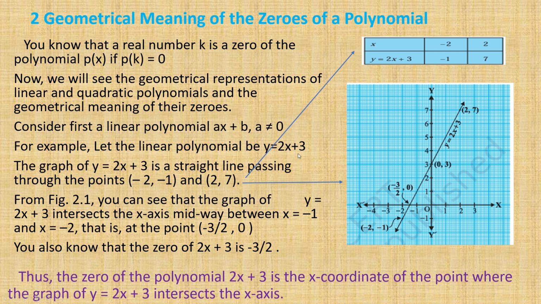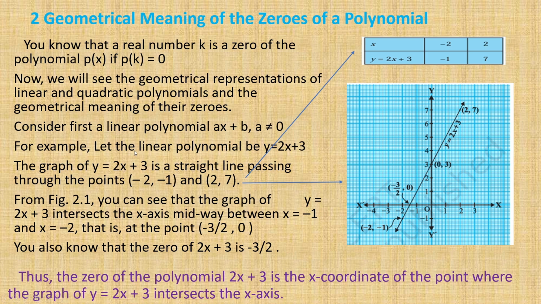For this, we see the graphical representation. For any linear polynomial, what is the shape? Always the shape of a linear polynomial is a straight line. See here in this graph, it is in the form of a straight line. To represent a straight line, we need 2 points. How to get 2 points?